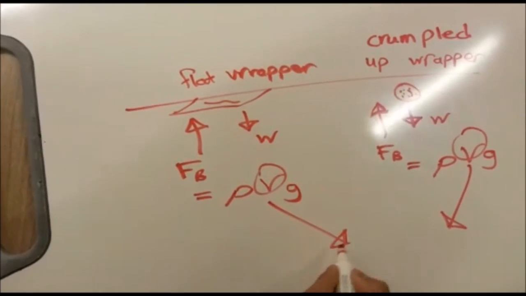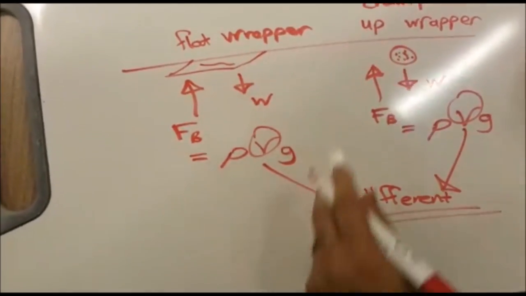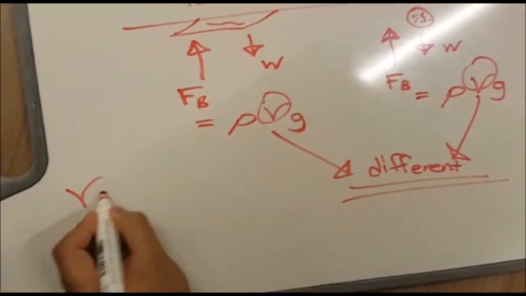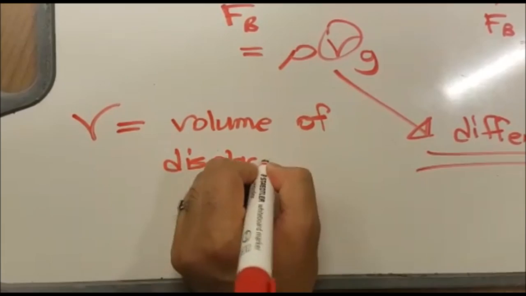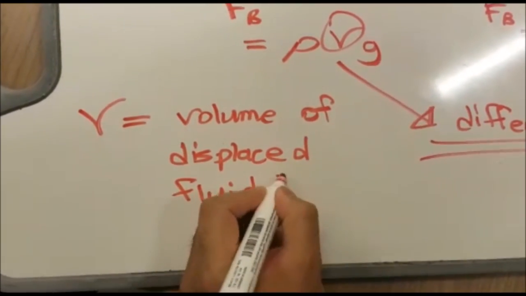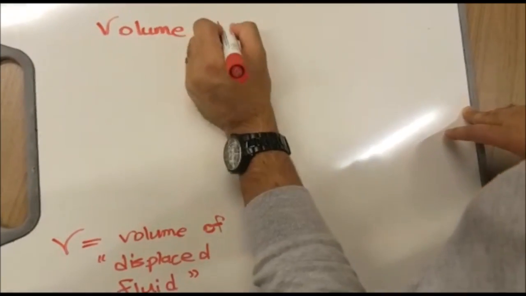The crumpled up wrapper, however, makes a splash. The buoyant force acting on that will be smaller than that of the other wrapper because it has been rolled up to minimize the volume as much as possible. This way, the volume of the water displaced will be small enough so the weight takes over and pulls the wrapper down. Let's quickly summarize the last scenario.